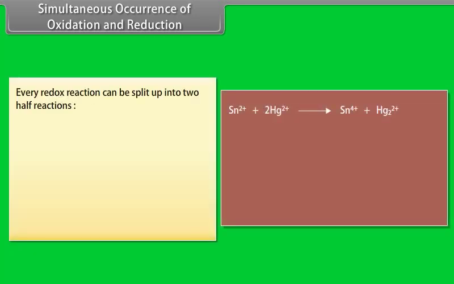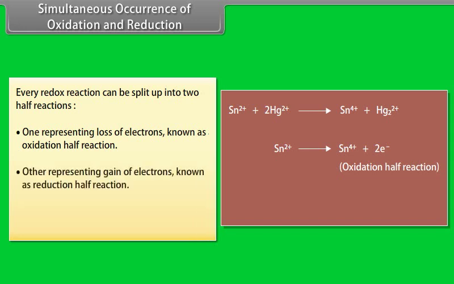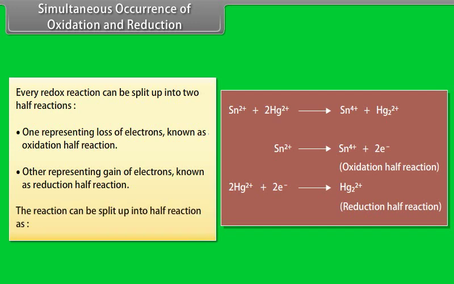Every redox reaction can be split up into two half reactions. One representing loss of electrons, known as the oxidation half reaction. The other representing gain of electrons, known as the reduction half reaction. The reaction can be split up into half reactions as Sn2 plus gives rise to Sn4 plus plus 2 electrons. This equation is the oxidation half reaction. And 2Hg2 plus plus 2 electrons gives rise to Hg2 2 plus. This equation is the reduction half reaction.